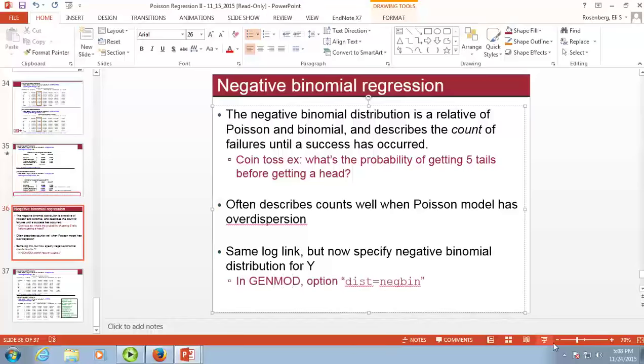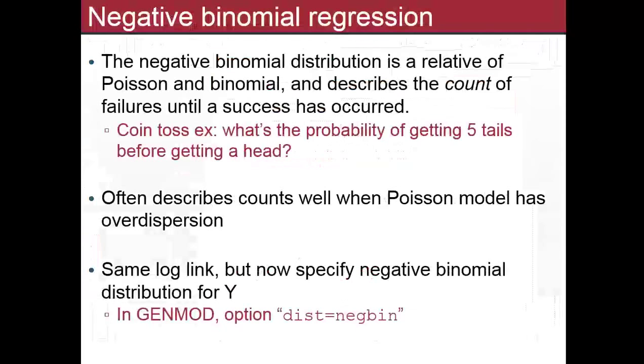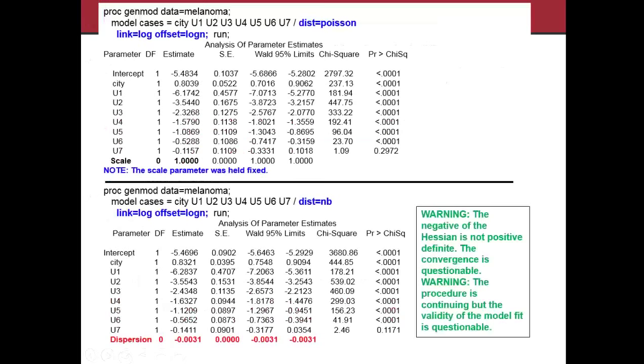What's great about it is it's really easy. You don't have to do very much else in SAS. It uses a log link, just like the Poisson, but you switch out the distribution to be negative binomial with neg bin here. So this is the only thing you change, and now you're suddenly fitting a negative binomial regression model.